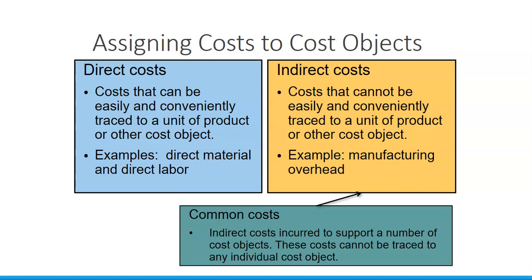So an example of that might be a manufacturing factory. How much rent goes into each individual product isn't an easy thing to trace. So we say that rent is a common cost that's required for all production, and that ends up in overhead. How we allocate overhead to products is something that we're going to look at in the next couple of chapters.